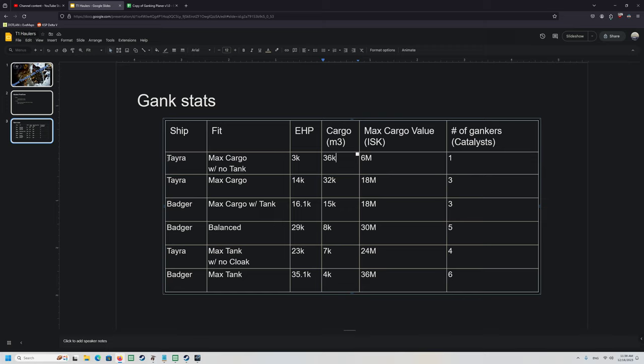So if you remember, we mentioned there are two different types of T1 haulers. You have the smaller, faster, tougher ship, then you have the bigger, slower, weaker ship. The Badger for Caldari is that faster, tankier, and smaller ship, and the Tayra has a bigger cargo hold, but it's also weaker and slower. So in these fits, I tried max cargo, max tank, and then at least with the Badger, I tried to build a balanced build that balances cargo capacity with tank.